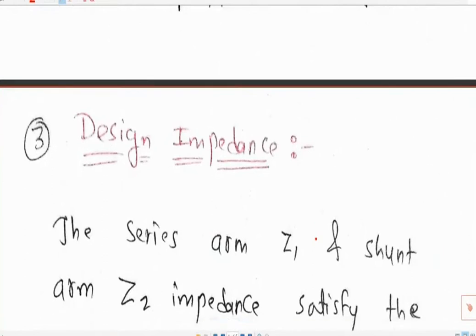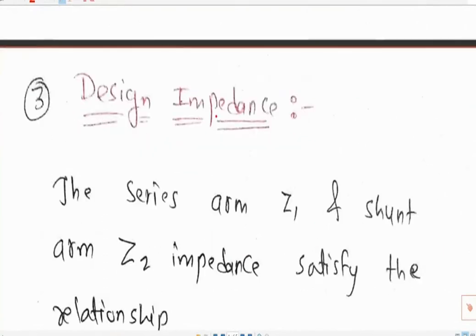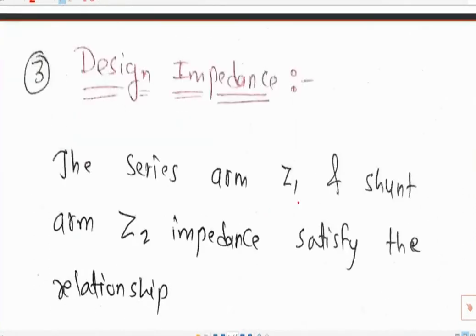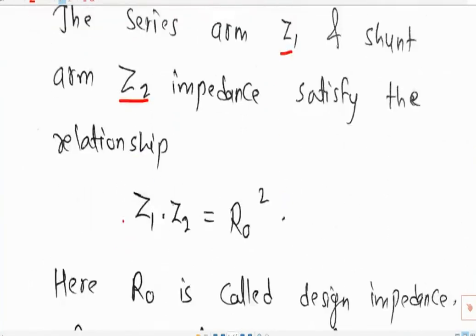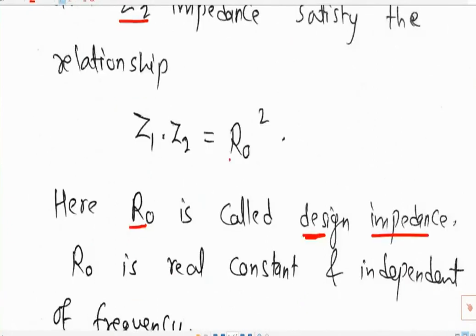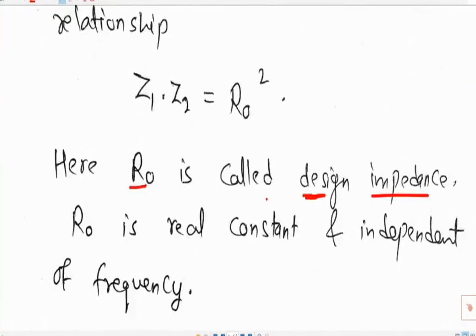Third parameter is the design impedance. Your series arm is Z1 and shunt arm is Z2. Between these two arms, we have one relationship: Z1 into Z2 equals R0 square. This R0 is nothing but the design impedance. It is a real quantity and it is independent of frequency.